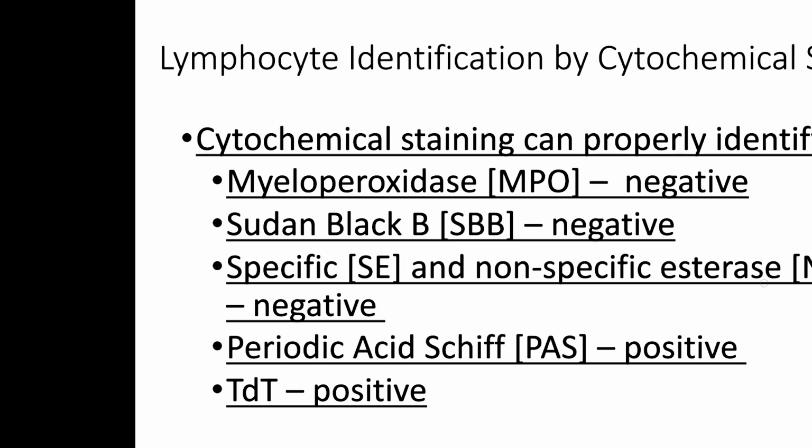So these are cytochemical stainings that you'll need to know. This is each of the common stains that you'll see in the pathology lab, and the results to help tell you whether or not you're looking at something from the myeloid line or the lymphoid line. And this is what the lymphoid line should look like.